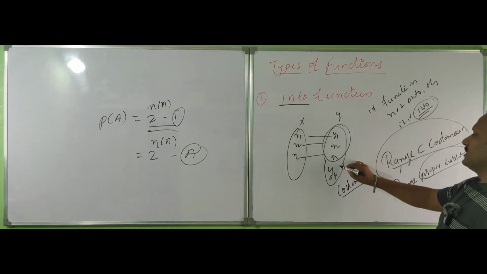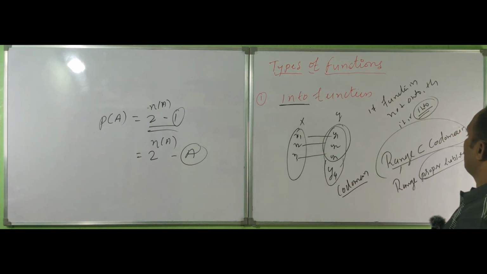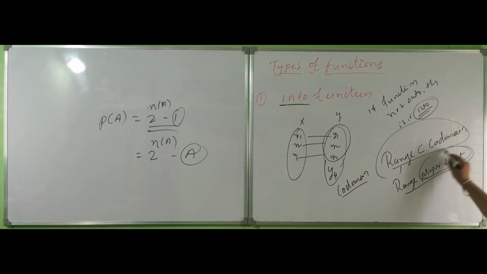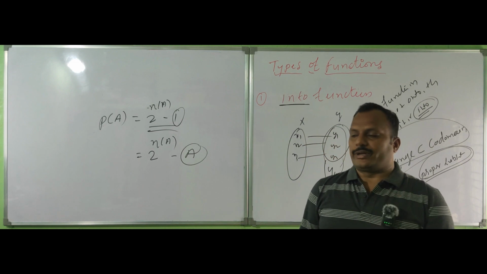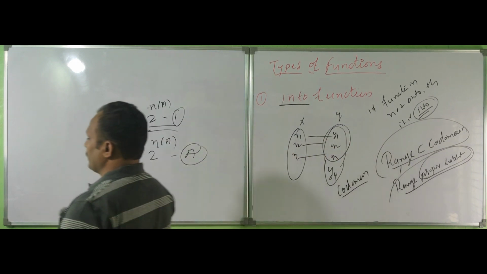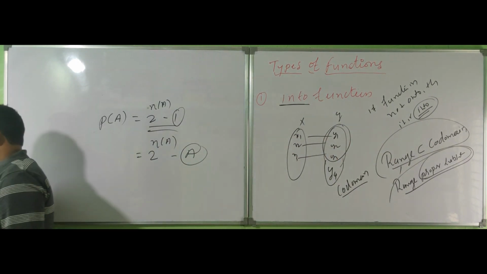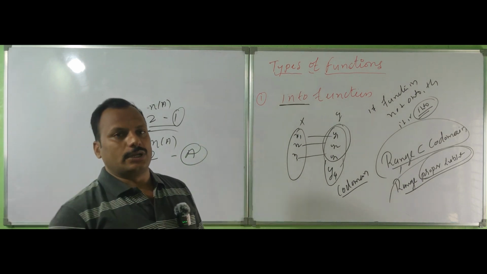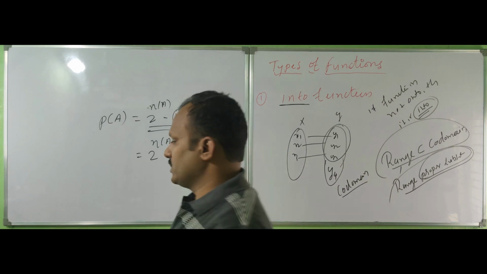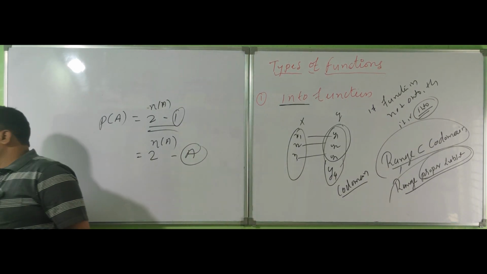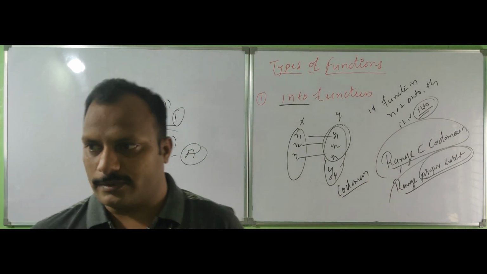That is why the range is a subset of the codomain. Technically, the proper subset always has fewer elements than the codomain. That is called an into function. The last one is one-one correspondence. Let us see that.